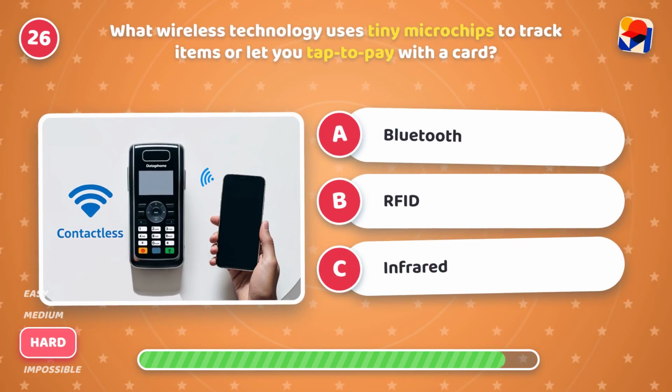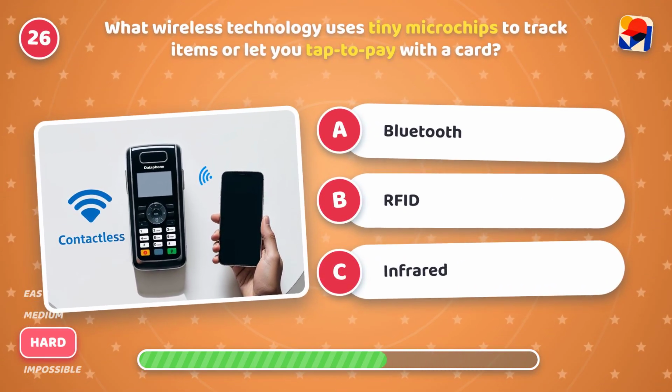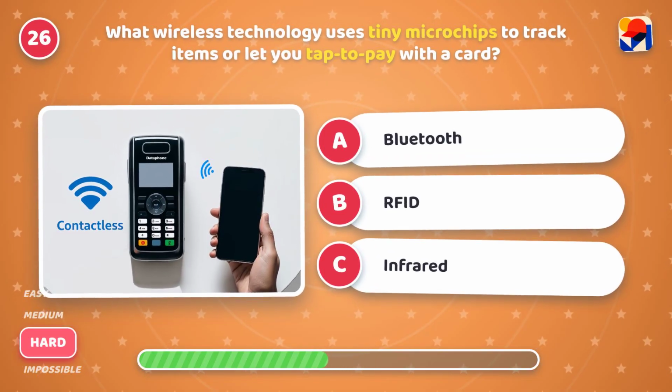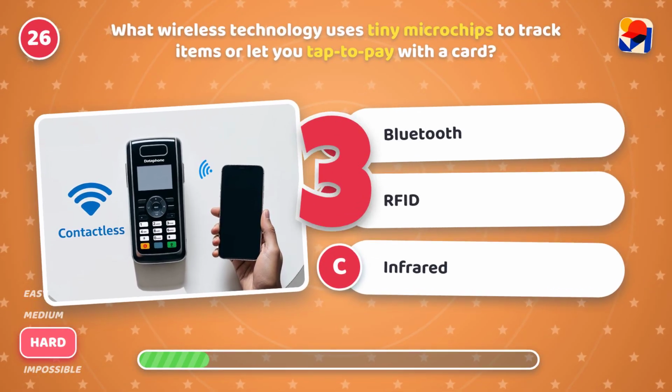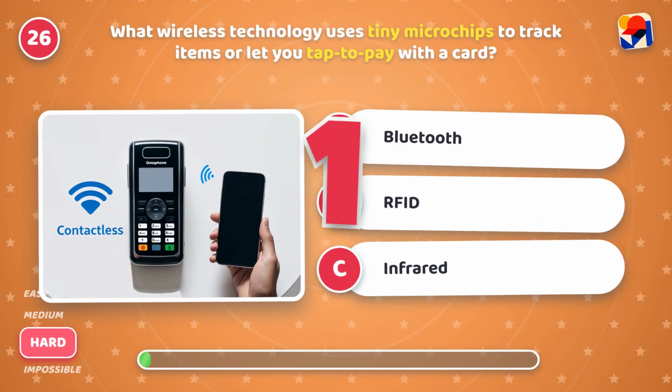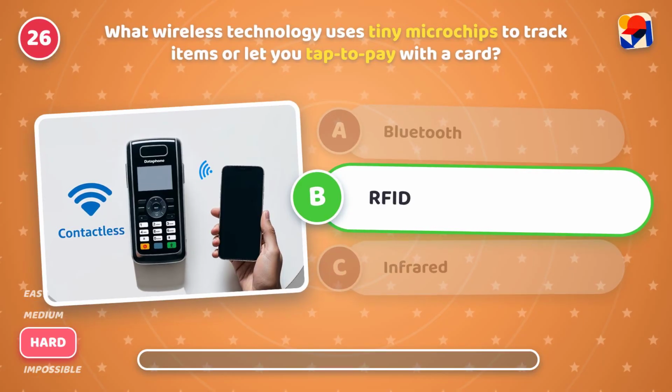What wireless technology uses tiny microchips to track items or let you tap to pay with a card? Is it A, Bluetooth, B, RFID, or C, infrared? It's B, RFID. It tracks items wirelessly.